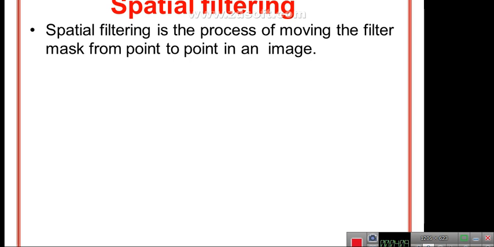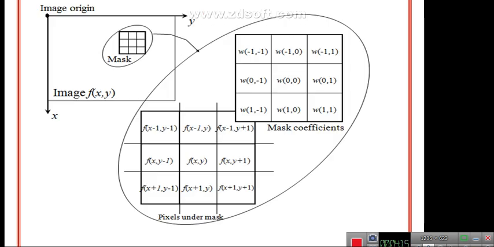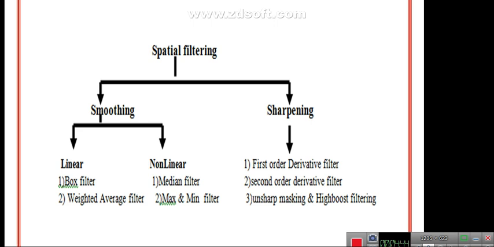Here spatial filtering is the process of moving the filter mask from point to point in an image. Here for the image origin we are using a 3 cross 3 mask. The mask coefficients are represented in terms of w(0,0), w(0,1), w(0,-1), and likewise the 3 cross 3 neighboring coefficients are represented. Mask coefficients are in terms of w, and original image pixels are represented by the function f(x,y). Here we are using spatial filtering in two ways: one is smoothing and another one is sharpening.